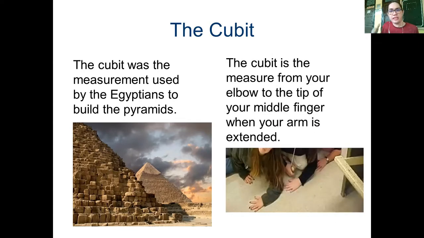Okay, so the cubit is the measure from your elbow to the tip of your middle finger when your arm is extended. So that's how we represent a cubit using our body parts, from your elbow to the tip of your middle finger. Again, this kind of measurement was used by the Egyptians to build the pyramids, as you can see there.